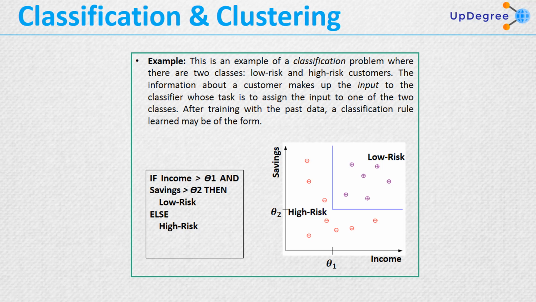You can find that here we have plotted multiple different points and they have been classified into two classes, low risk and high risk. So this is a good example of classification and clustering.